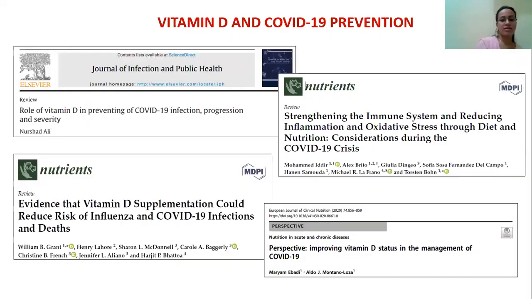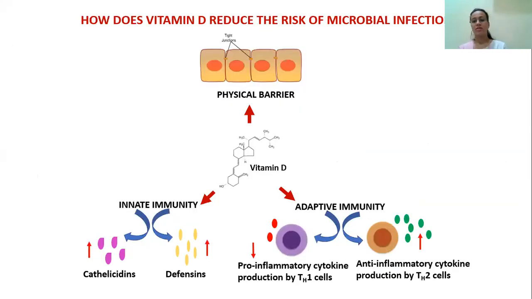So these are some of the publications which highlight the role of vitamin D in preventing COVID-19. What I'm supposed to do right now is, in the next two slides, just summarize the results from these publications. So vitamin D, how does this vitamin reduce the risk of microbial infections? The threefold or tripartite role is shown over here in this particular slide.